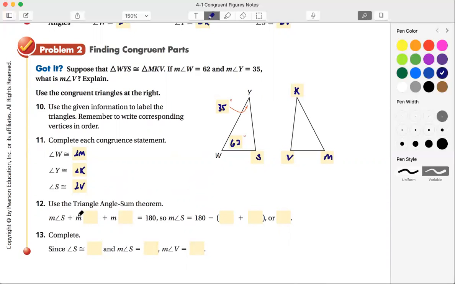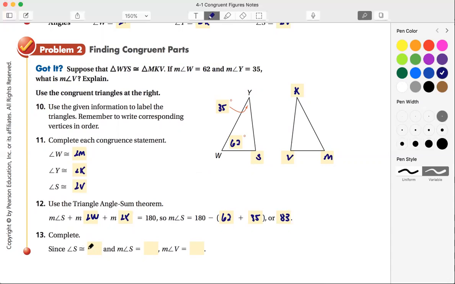So we're going to use the triangle sum theorem first in order to figure out the measure of angle S. So the measure of angle S plus the measure of angle W plus the measure of angle Y equals 180 degrees. So the measure of angle S equals 180 degrees minus 62 degrees plus 35 degrees. And then when we do the math, we get 83.